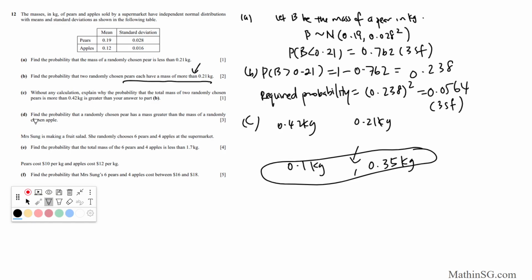D. Find the probability that a randomly chosen pair has a mass greater than the mass of a randomly chosen apple. So let me define. Let me just erase these.